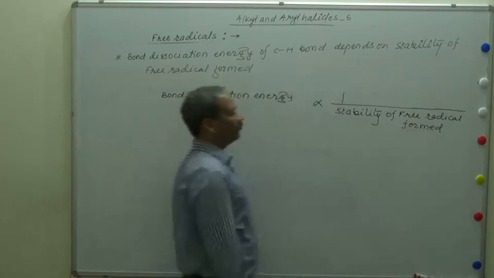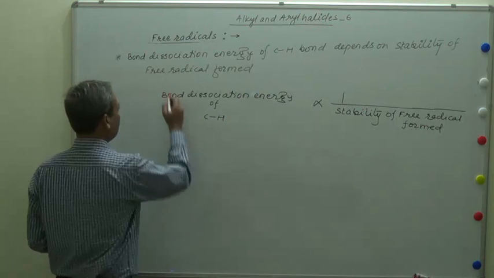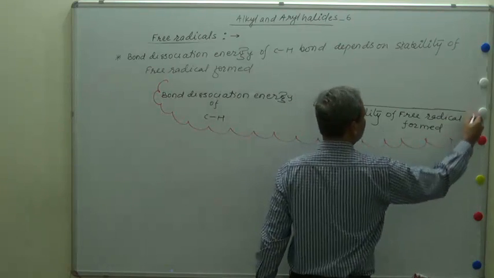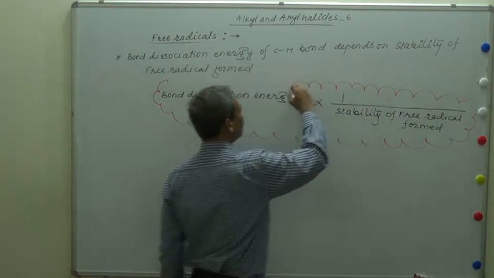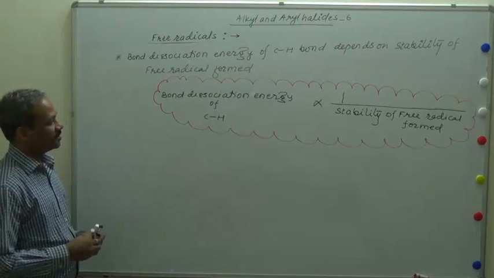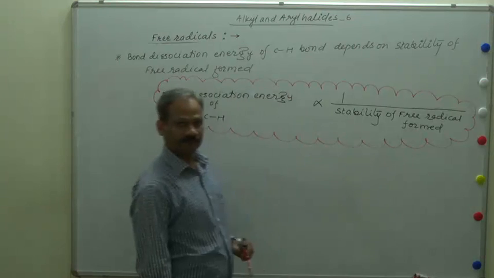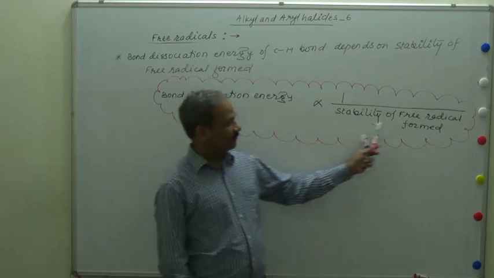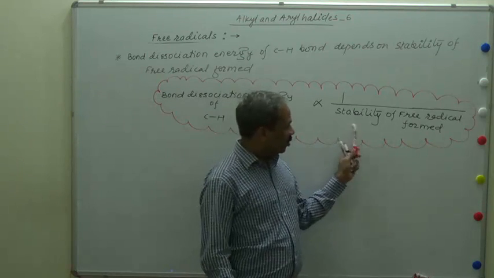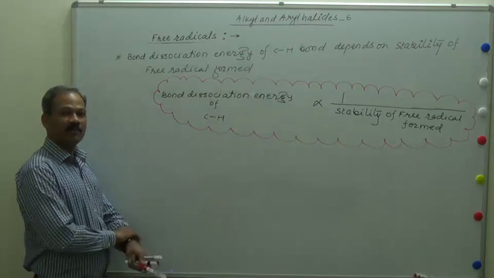Greater is the stability of free radical form, lesser will be bond dissociation energy. So we learned one more important concept. Bond dissociation energy of CH bond is inversely proportional to stability of free radical formed. Greater is the stability of free radical formed, lesser will be bond dissociation energy of CH bond. Lower is stability of free radical form, higher will be bond dissociation energy of CH bond.